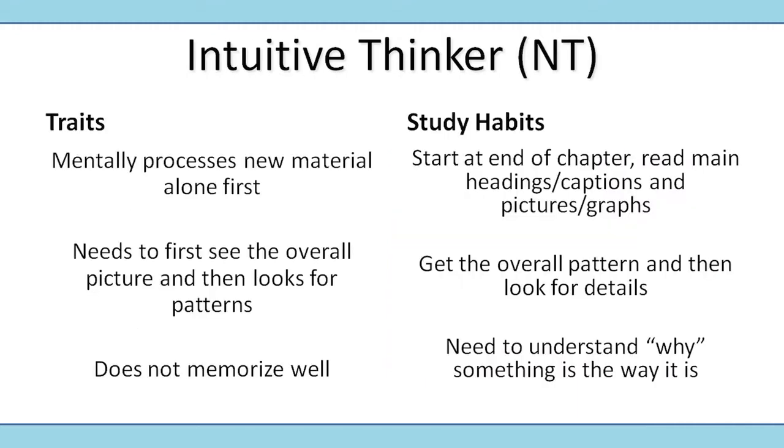Intuitive thinker. The intuitive thinker is very inquisitive. They need to see the overall picture first. So they're usually the ones going to the end of the chapter because they want to see how it ends up before they read everything else. They usually do not memorize well, and they need to see patterns.